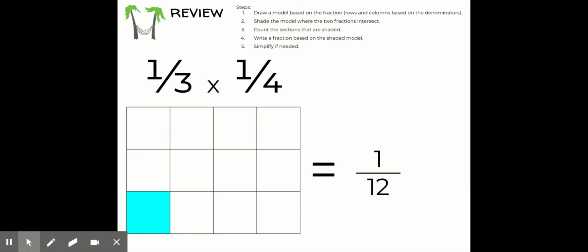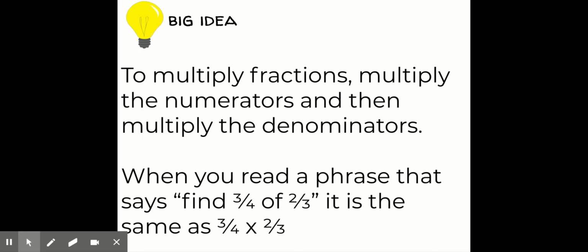As a review, we practiced multiplying fractions by using models. We used the denominator to draw our model and we shaded different areas of the model to find the answer. Then we counted the shaded areas and used our denominator by counting the number of sections in our model.